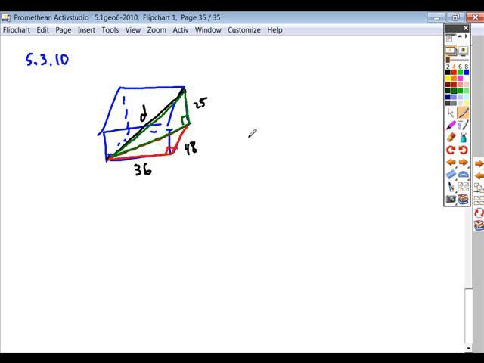Now, you can do it with a calculator, but you can also do this by hand. And the way that you would do this by hand is look to recognize the patterns here. What common factors do 36 and 48 have? They're both multiples of 12. So this is 12 times 3, 12 times 4. So you have a 3, 4, blank right triangle.